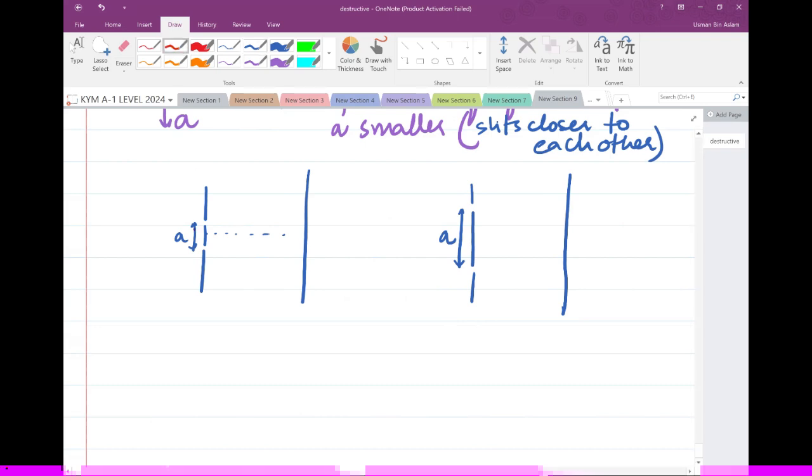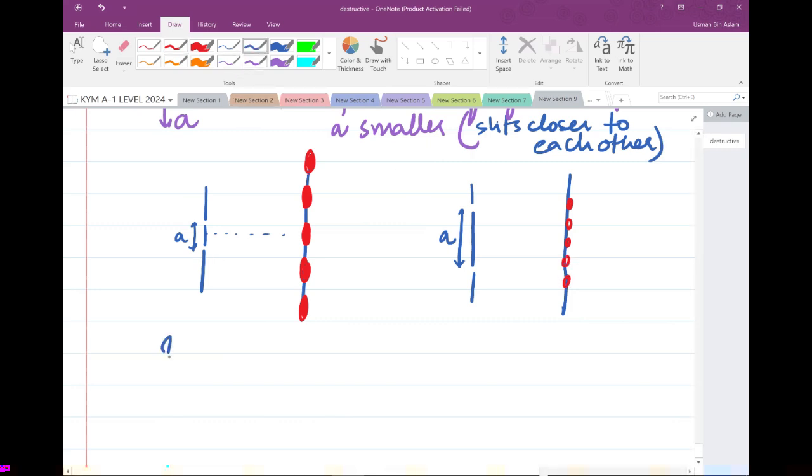So when the A is smaller, this is going to be a bright fringe, this is going to be a bright fringe, this is going to be a bright fringe. But in case of A which is larger, the bright fringes are going to be smaller and they are going to be closer to each other.